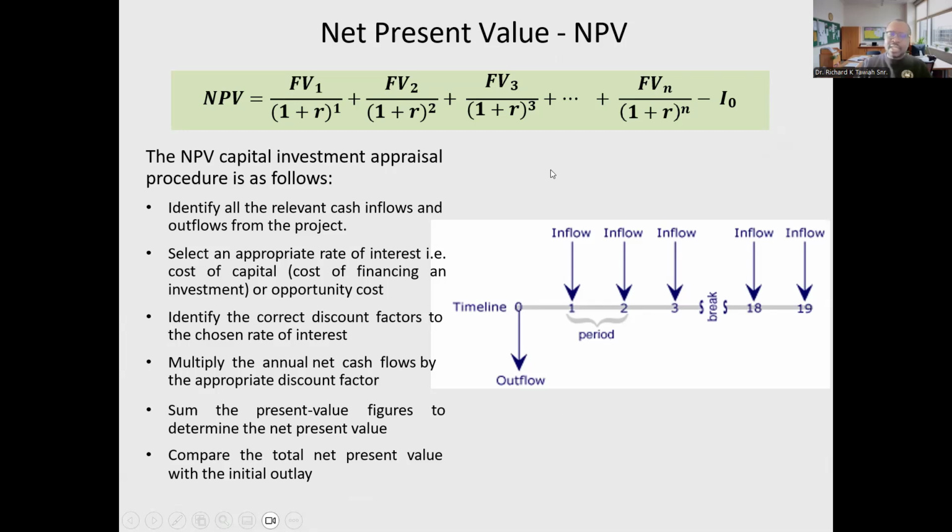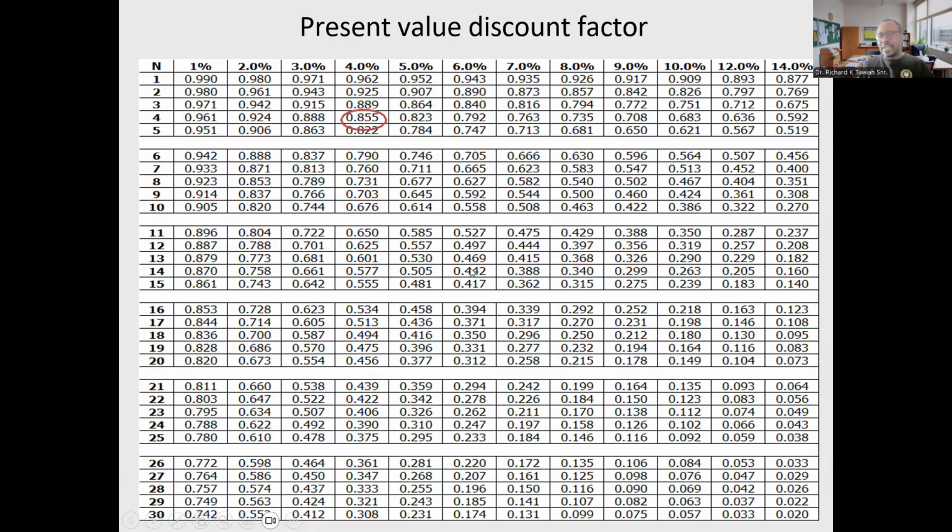Let's take an example. So these are discount factor tables. It's always given. If you are taking 4% for 4 years, the discount factor is 0.855. So you multiply this by the future cash flow you will get in 4 years. If you're going to take 8% over 5 years, that is 0.681. So if in 5 years you're going to get 500,000, multiply that 500,000 by 0.681. It will reduce it to a lower figure.